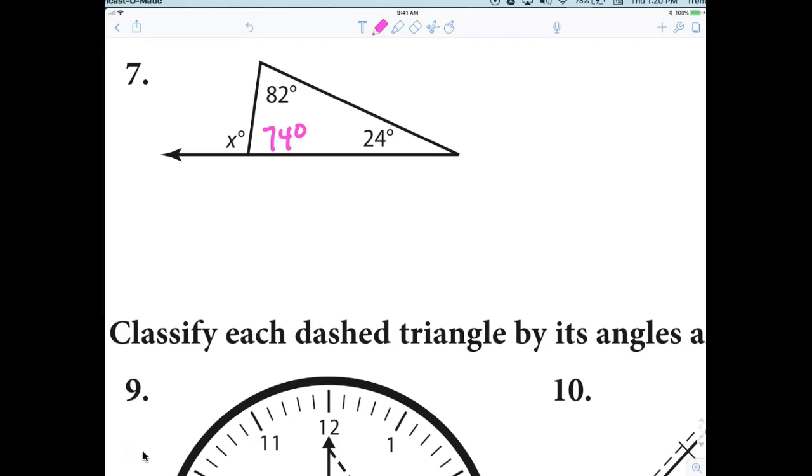Okay, so now tell me about the triangle. What type of triangle do we have? Yeah, but 74 is not. Shh, I'm not asking you. All I'm asking about is the triangle, not about x, right? Tell me about the triangle.